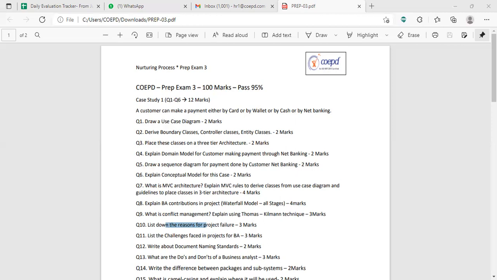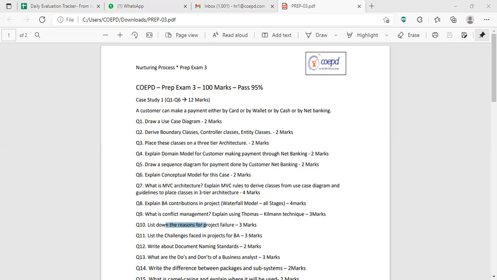The second question is all about deriving the boundary classes, controller classes and entity classes. Please understand, you just have to identify what are the boundary classes, what are the controller classes, and what are the entity classes. As we all know, entity classes are all the actors. The controller classes are all the use cases, and the boundary classes have a rule wherein one actor and a use case is equal to one boundary class. 2 actors and a use case is 2 boundary classes, and 3 actors and a use case would be 3 boundary classes, and so forth.